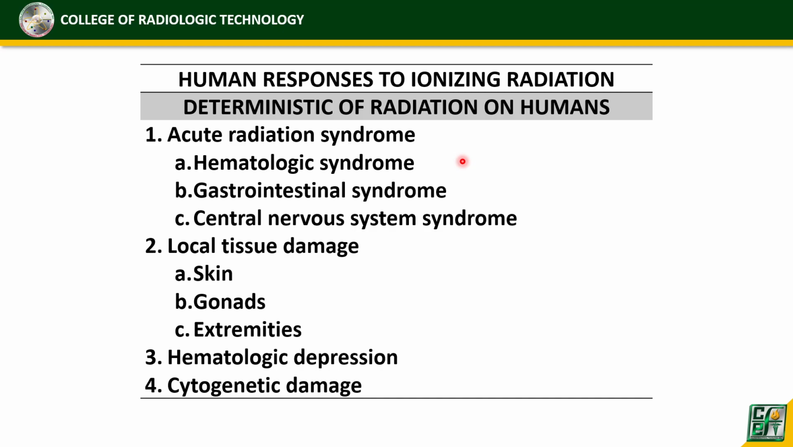As you can see in their names, each is related to a particular organ system. Hematologic syndrome is related to the blood, gastrointestinal to the GI tract, and central nervous system to the central nervous system. Then another deterministic effect is local tissue damage: the skin, gonads, and extremities. Then the hematologic depression and cytogenetic damage. So these are the deterministic effects of radiation on humans.